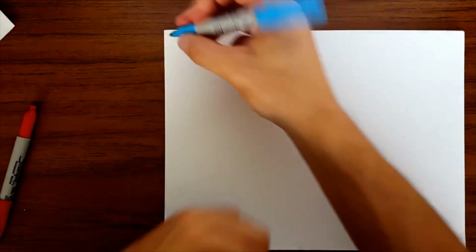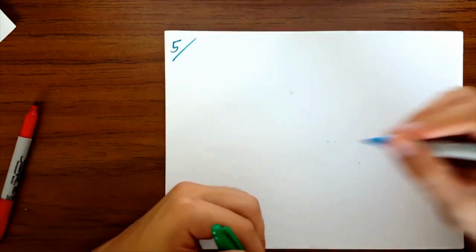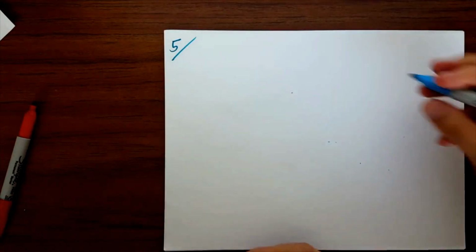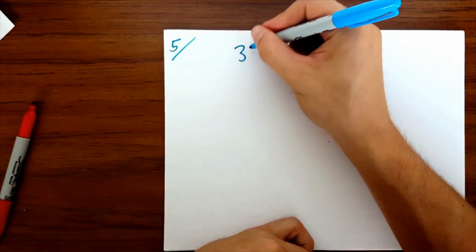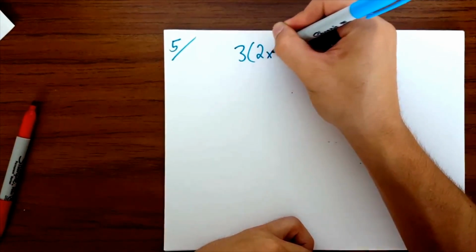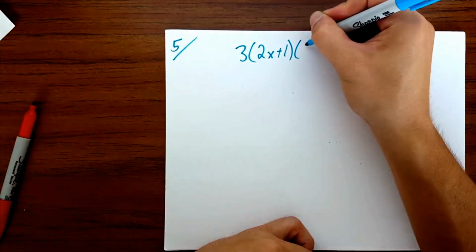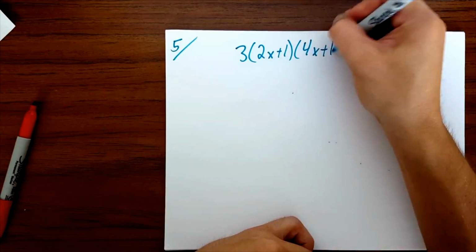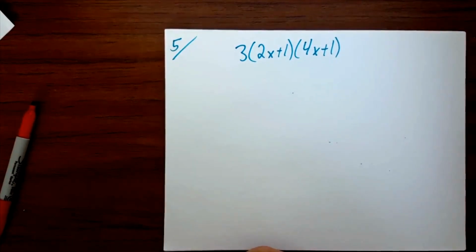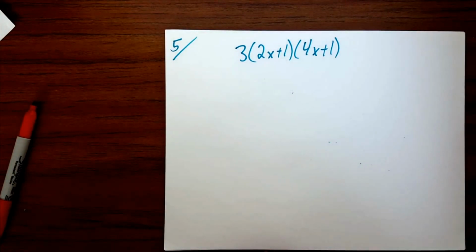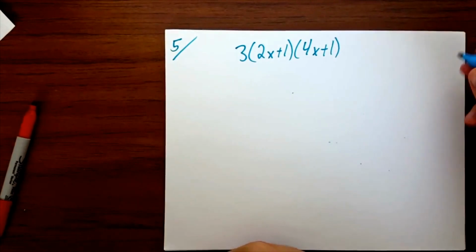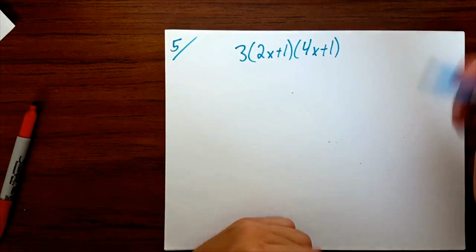All right, let's do number 5. You're going to have an expression which is 3 times (2x plus 1) times (4x plus 1). The question is, which of the following is equivalent to the expression above? It gives you a couple different options. What you're going to want to do is just expand this out.